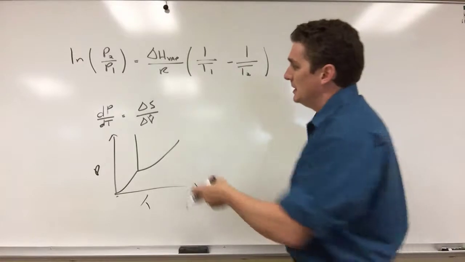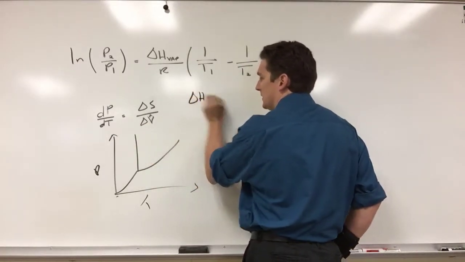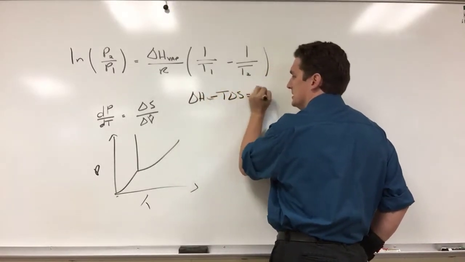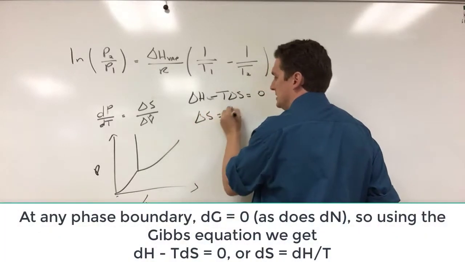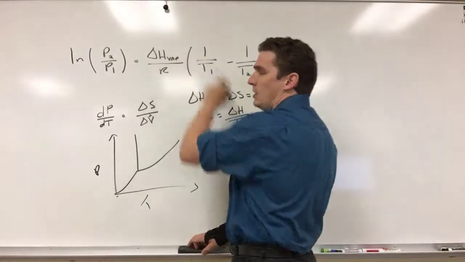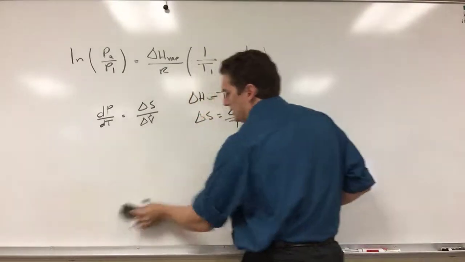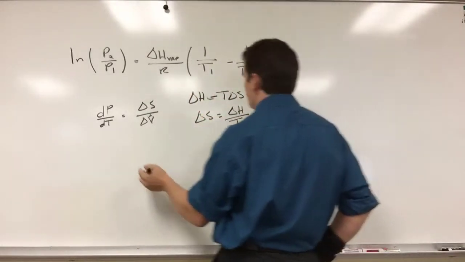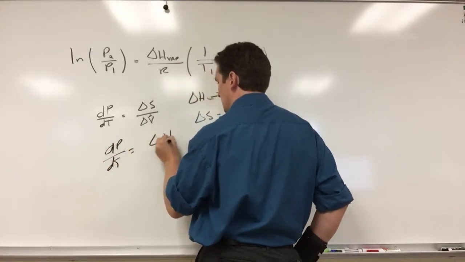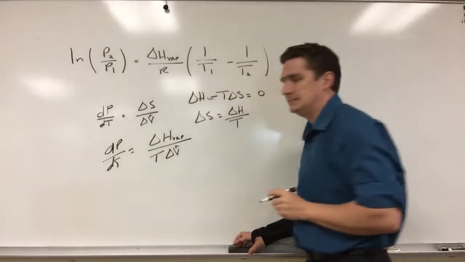So first of all, at any phase boundary, we have the relationship that delta G is 0, therefore delta H minus T delta S is 0, so we get that delta S equals delta H over T. So walking towards this point, at a phase boundary, we can make the substitution that delta S here equals delta H of vaporization over T delta V.